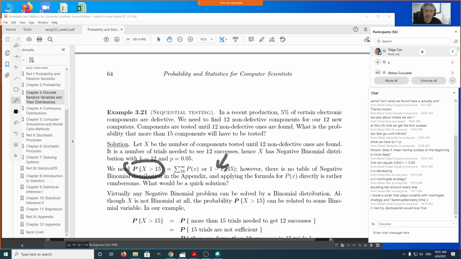We are going to look at the negative binomial table with success rate of 0.95 and K equal to 12. But there is no table of negative binomial distribution in the appendix, so that's a bummer. We can use Octave Online to see whether Octave Online or MATLAB has negative binomial distribution. But we can solve it another way. We can convert this probability to something else.